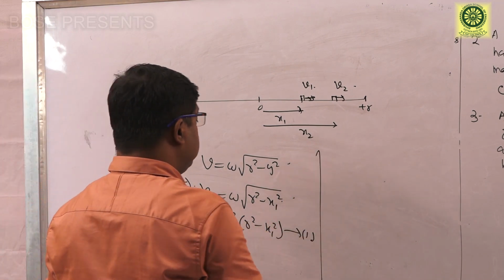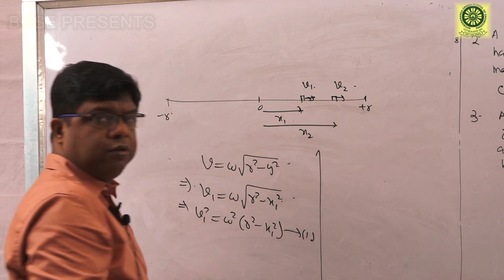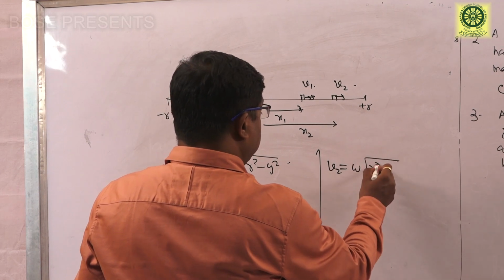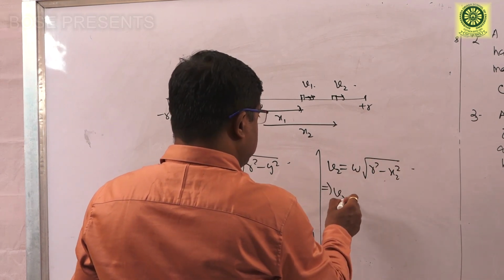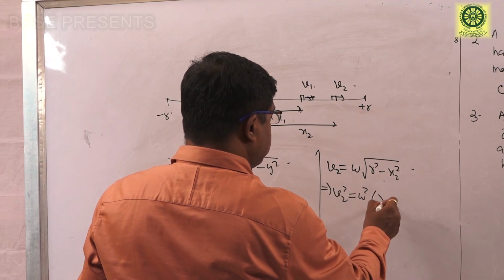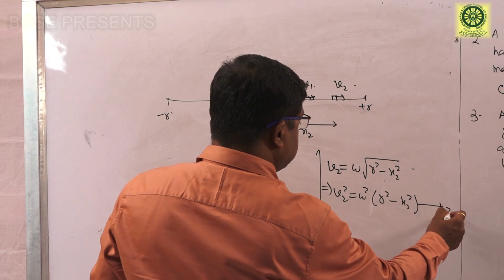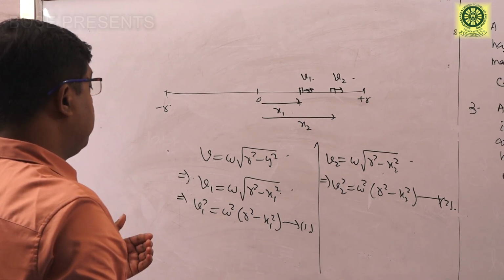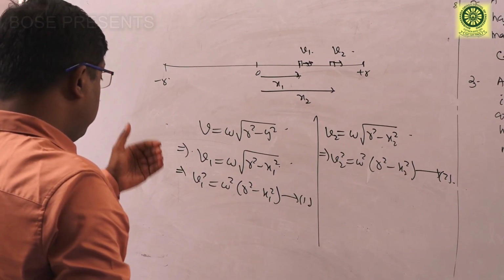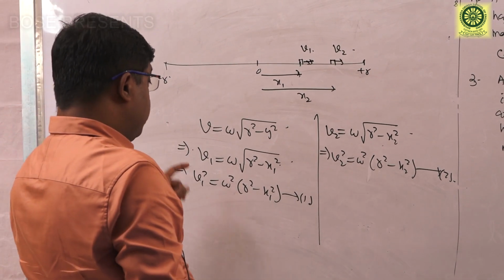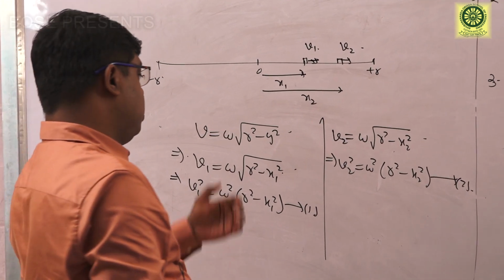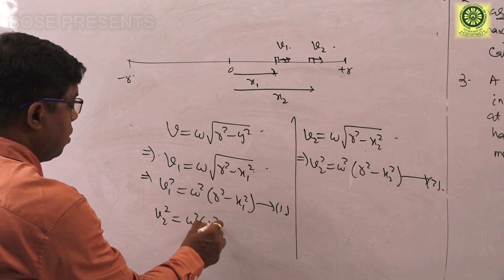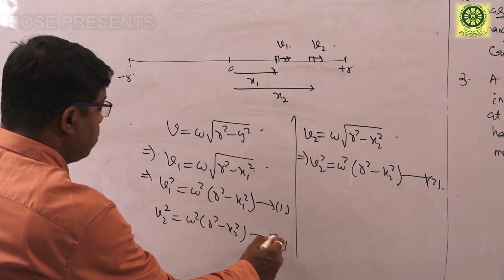It has a velocity v2 at a distance x2 from the mean position. So v2 is equal to omega into square root of r square minus x2 square, so v2 square is equal to omega square into r square minus x2 square. This is equation 2. Only the time period we have to calculate. That is why we subtract equation 2 from equation 1. Just subtract it.